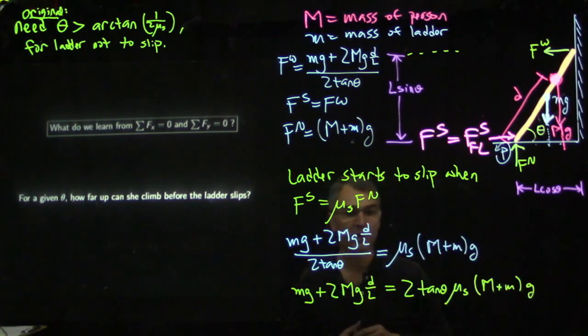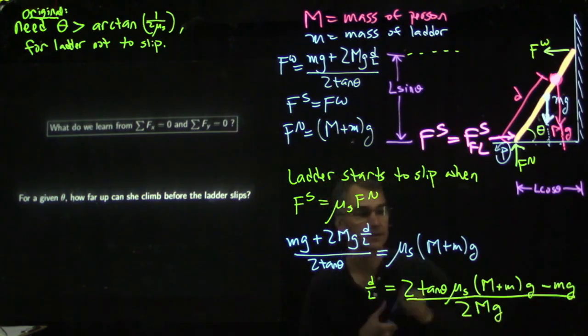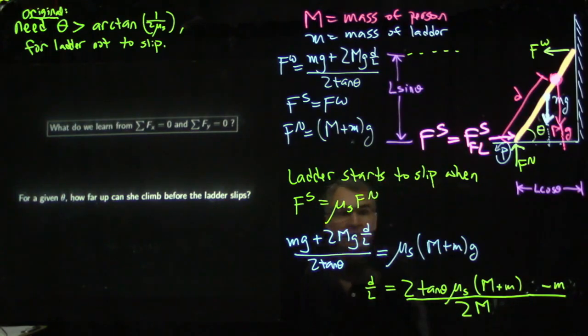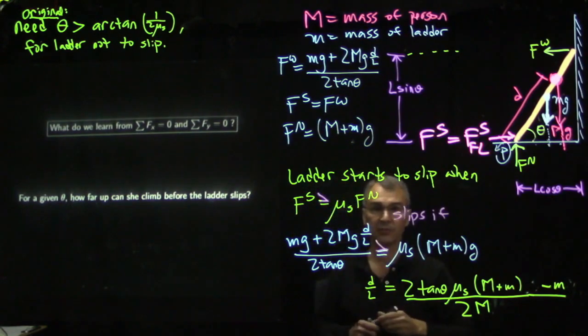We want to know how far up the ladder she can climb before the ladder starts to slip. So I guess we really want d, or d over L. Let's try to isolate that. We can move mg over to the right hand side, and then next we can divide by everything we don't want here. So let's divide by 2 big Mg, and then we can also cancel the little g from top and bottom. I'm not sure that this answer is all that illuminating. It's kind of more interesting to look at this expression. Let's remember again that the ladder slips if the required F static is bigger than this. So the ladder slips if this left side is bigger than the right side.